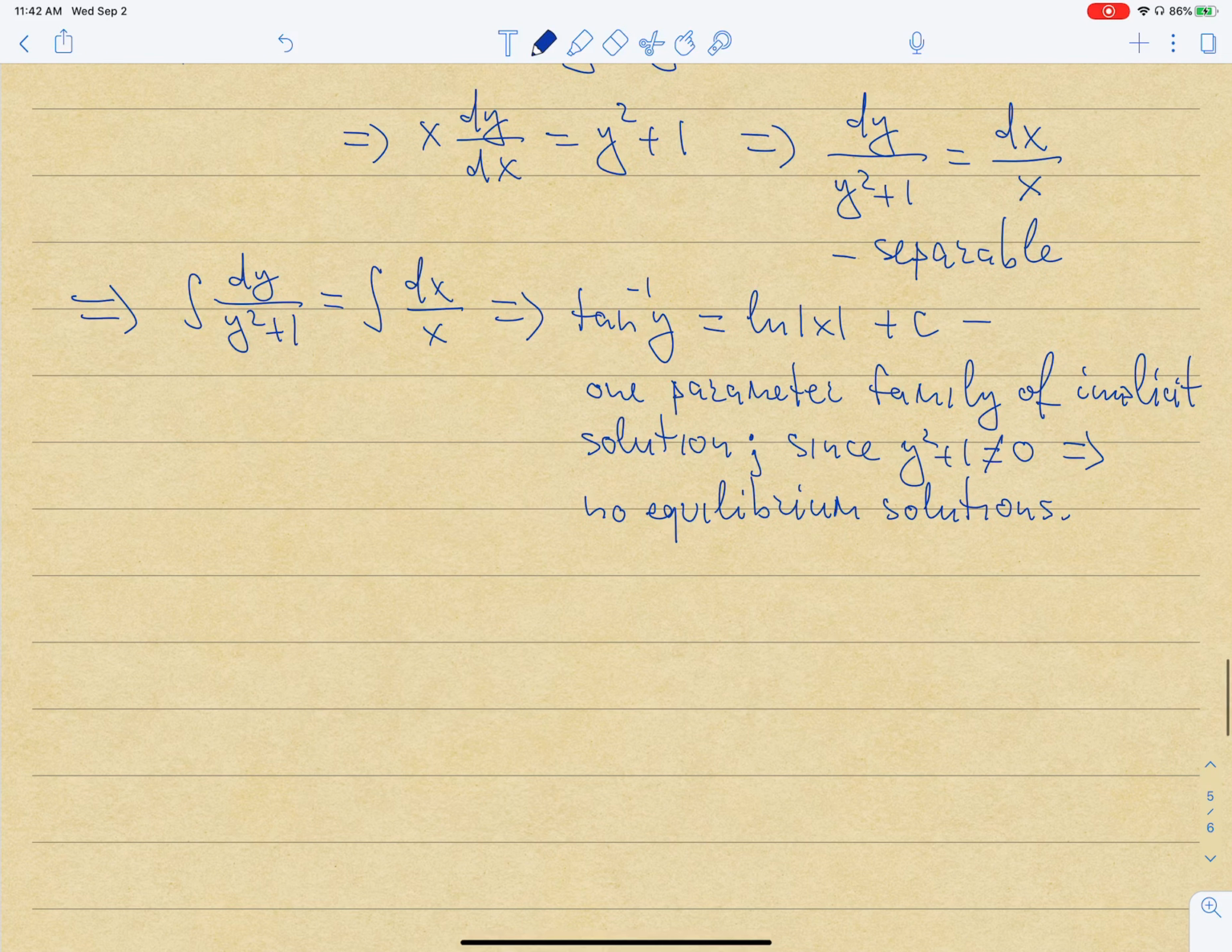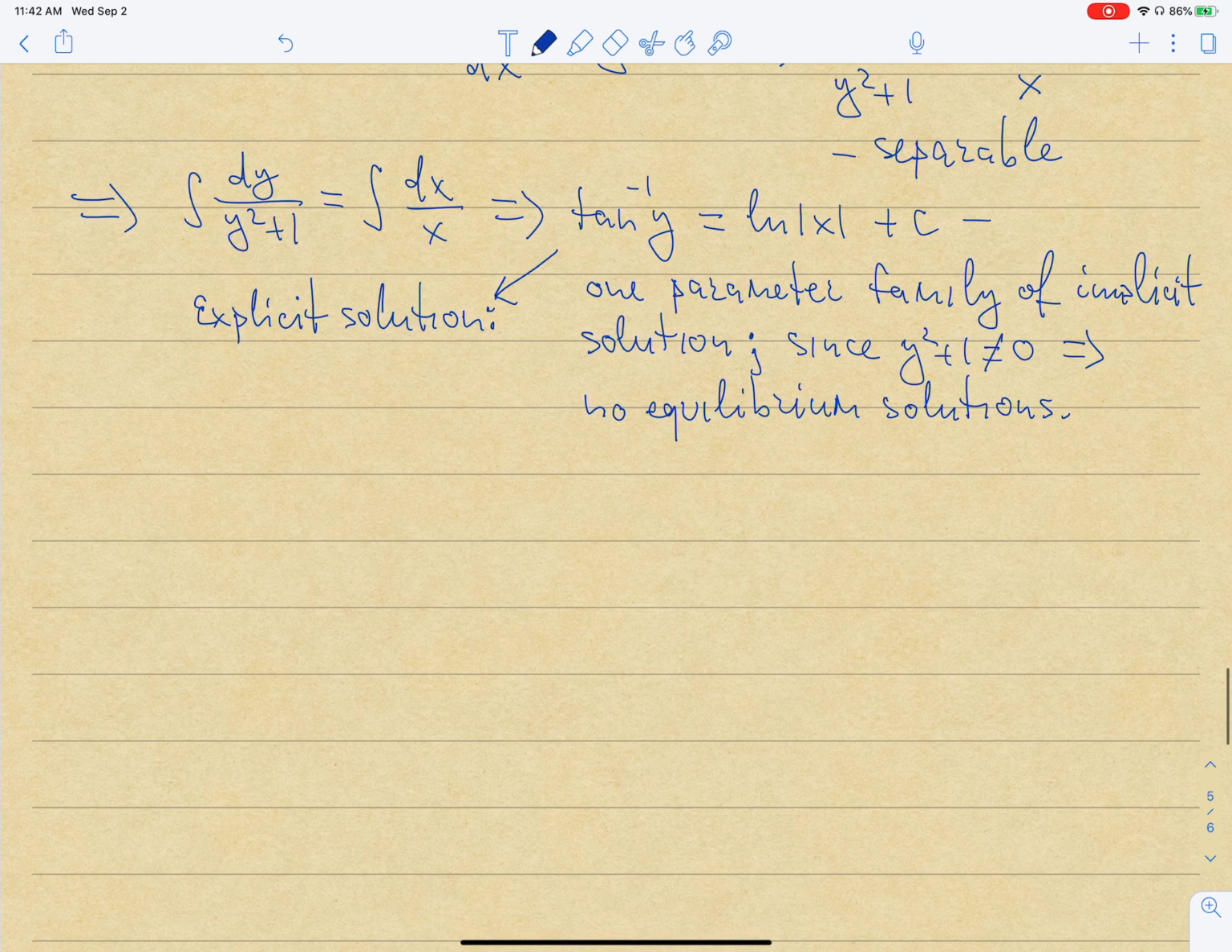All right, and in this case, if I want to get an explicit solution, this is really easy to solve for y, because if I have arctangent of y, I'll recover y by taking tangent of both sides. So arctangent of tangent of y is y. y is tangent of ln of absolute value of x plus c.